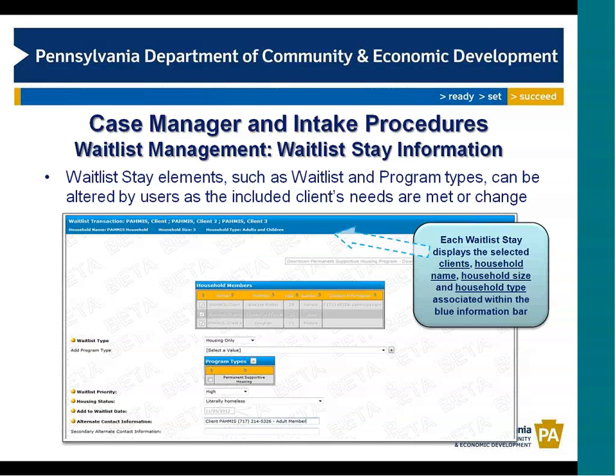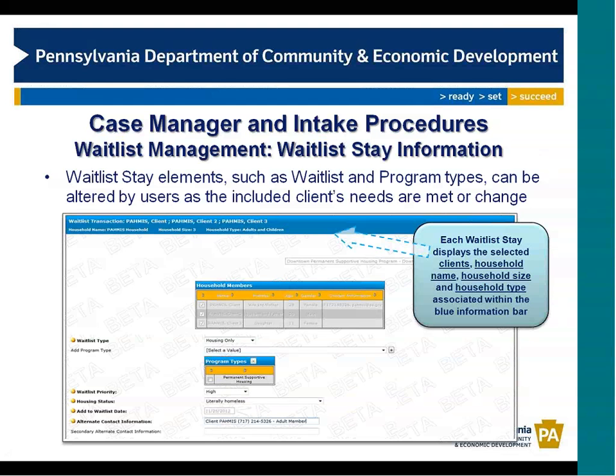Now, some waitlist stay information. When you click on the record, just like referrals, it opens up and shows a whole bunch of information about the clients included. It has the main blue bar header, which shows all the clients attached to it and household information. It also has a household members grid that shows each person, their position, their age, their gender, and any contact information like phone number and email they may have, for every included client.